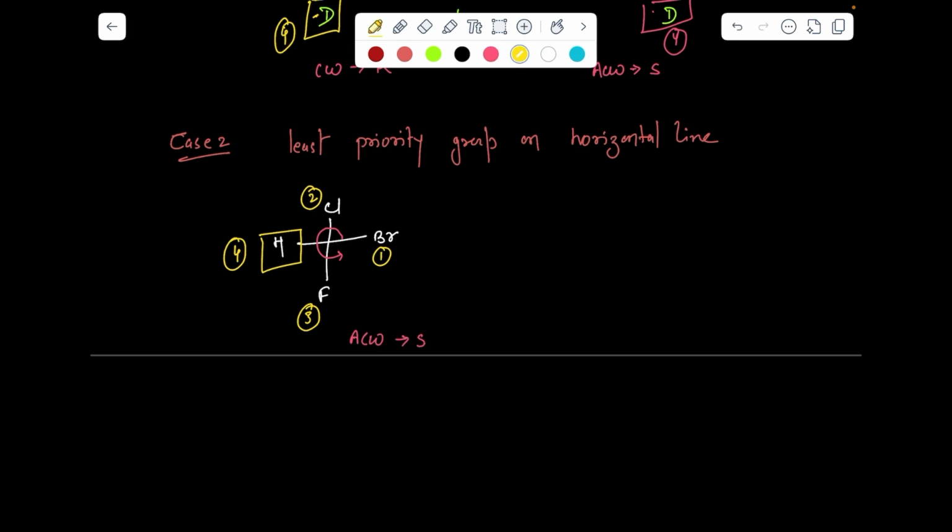Okay. So when the least priority group comes on the horizontal line, the R configuration converts into S, and the S configuration converts into R. So here we got the S answer, so it will convert into R. And if I write the mirror image of this, obviously the answer becomes S.